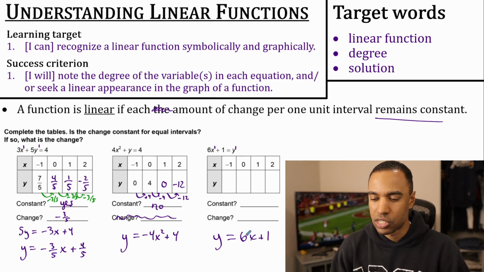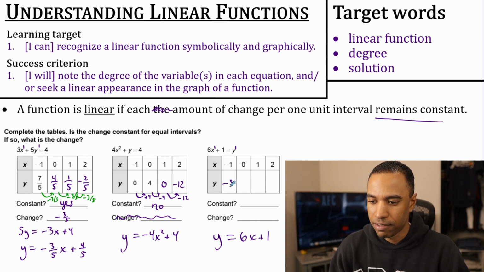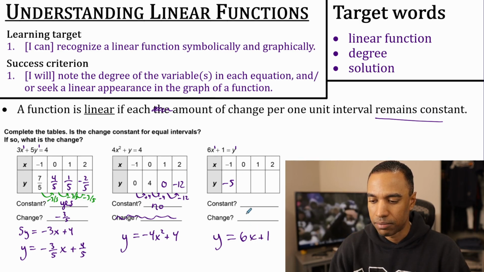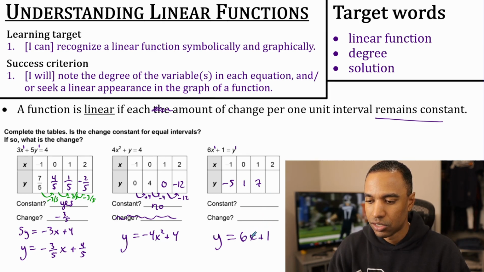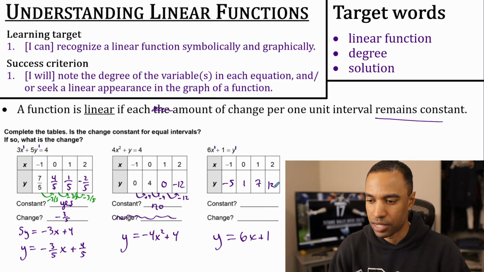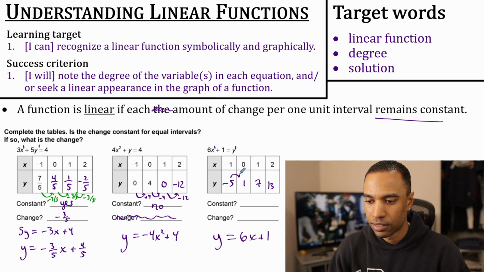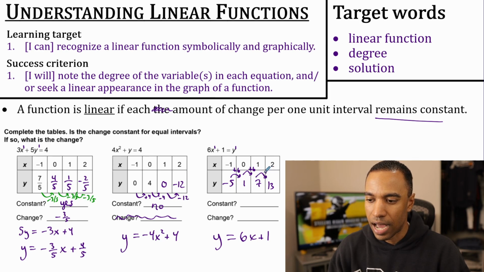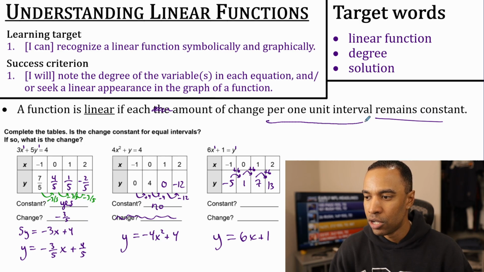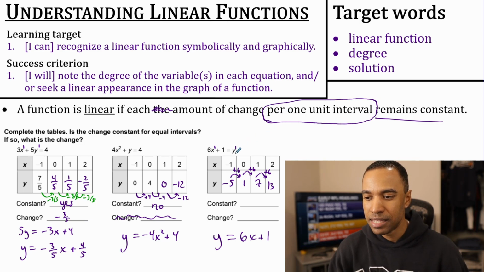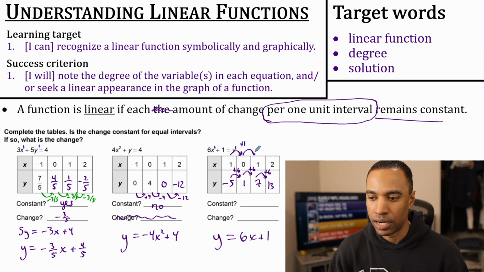Negative 1 times 6 is negative 6, plus 1 is negative 5. 0 times 6 plus 1 is 1. 6 times 1 plus 1 is 7. 6 times 2 plus 1 is 13. So we're adding 6 each time here. And remember, it's not so much just that we're adding 6. What's the important part? Per 1 unit interval. That means as x goes up by 1 each time, what is y doing?